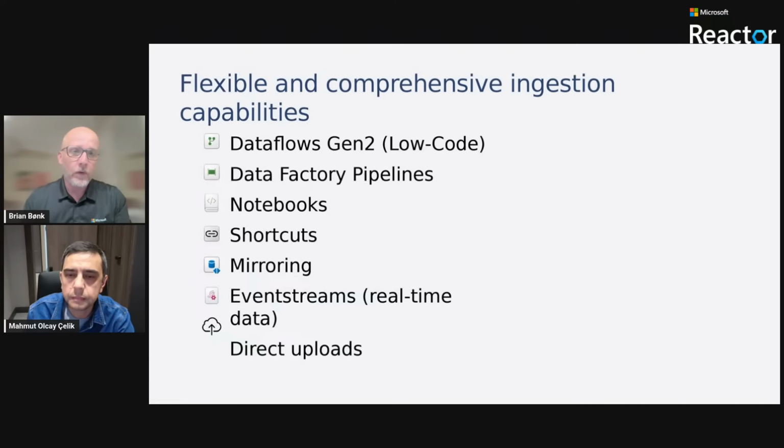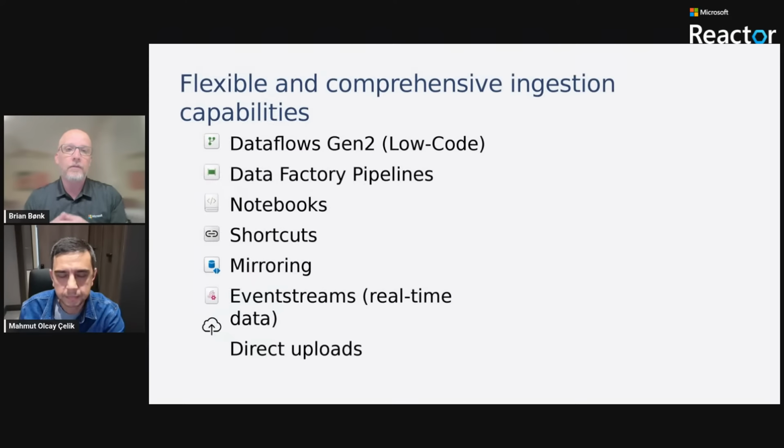Of course, we also have Data Factory pipelines. We have notebooks, shortcuts. You mentioned shortcuts, Mahmud, and also mirroring. We have event streams, which handle all the real-time data from IoT devices. And of course, we can just do a direct upload. And direct upload doesn't have to be data files. It can also be an image. It can be a Word document. It can be whatever you have. And then you can use a notebook to really work with that data in any way you want to.